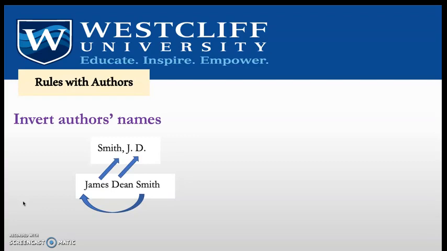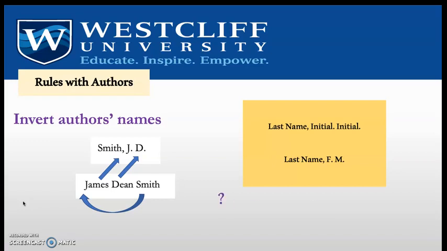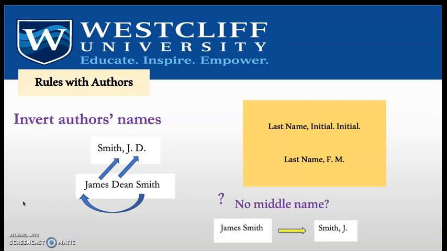So you'll see J full stop, a space, and then D full stop. So it follows this, last name, initial, initial. If there's no middle name, makes it easier. You just need to write the first initial.